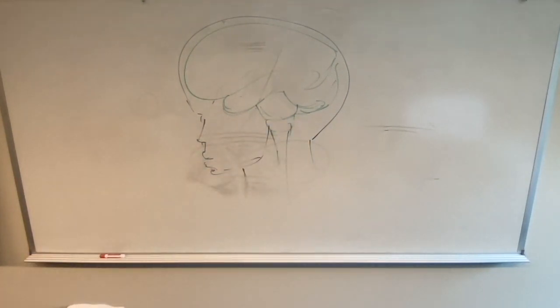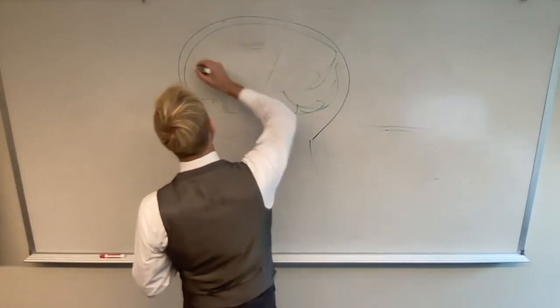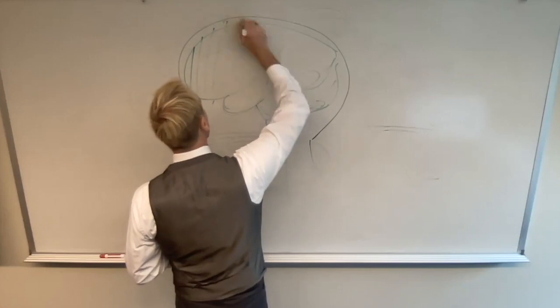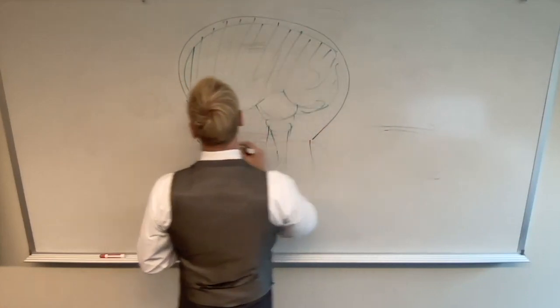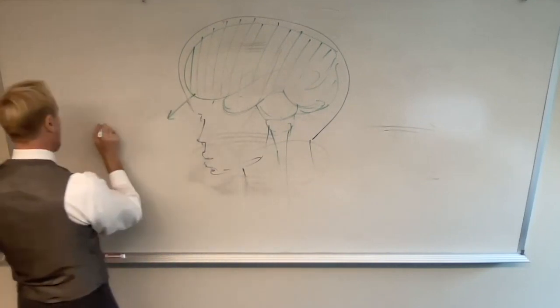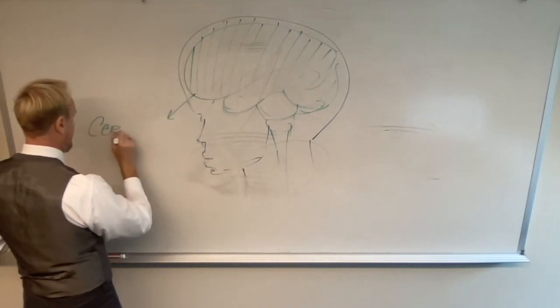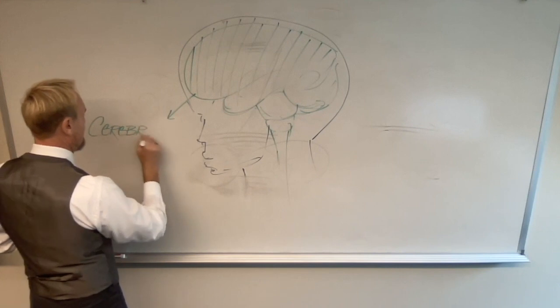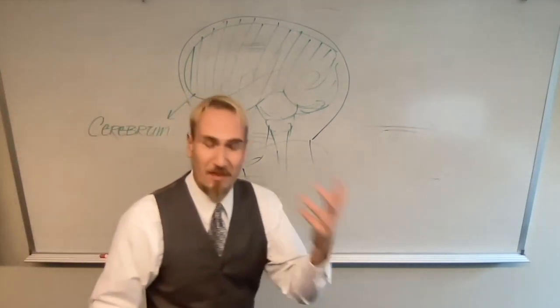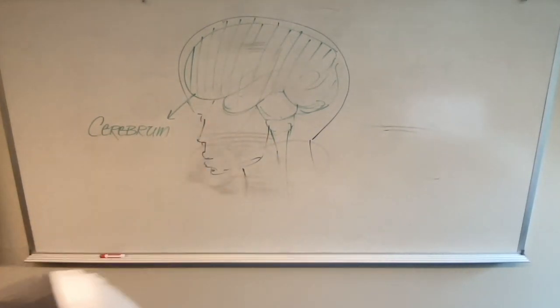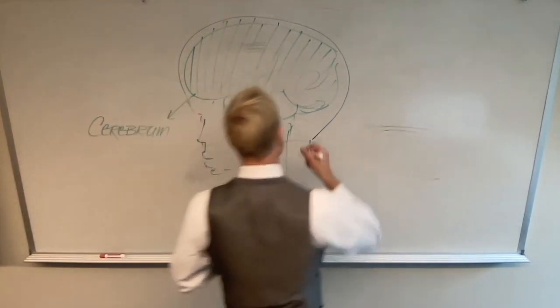Let's start from the big part. Now, I already mentioned that this whole part here is what? You remember? It's the cerebrum. Okay, so this should already sound familiar to you, right? And what's the little brother, the little sibling? It's the cerebellum right here, okay?